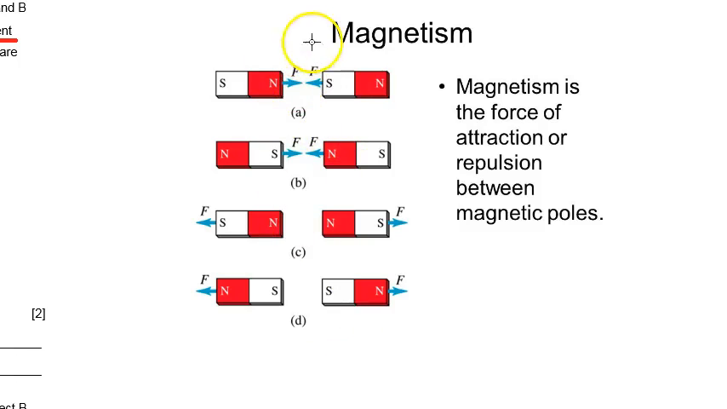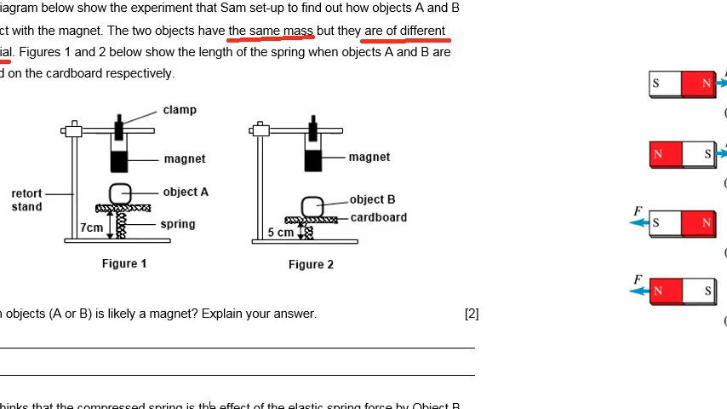Attraction, on the other hand, a magnet can attract non-magnets if the non-magnet is made up of a magnetic material, basically iron, nickel, or steel, alright, then there is an attraction. But only another magnet can repel a magnet, okay, because only magnets can repel each other. Now back to the question.